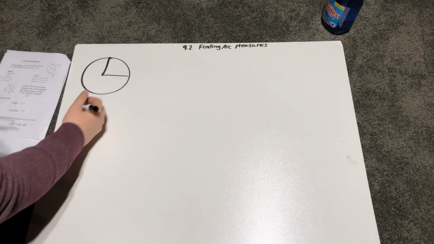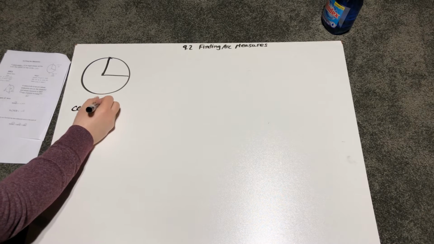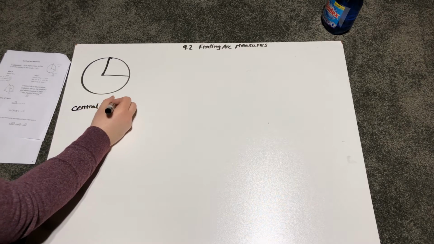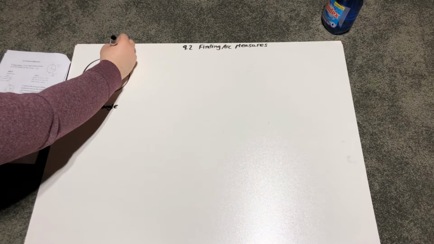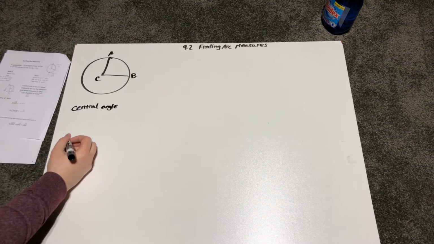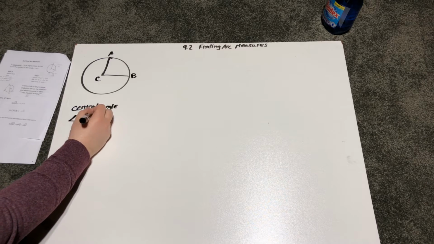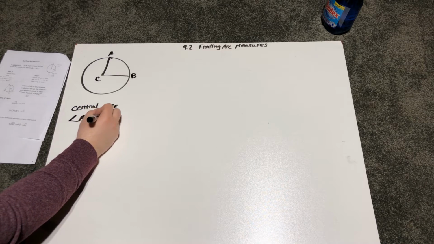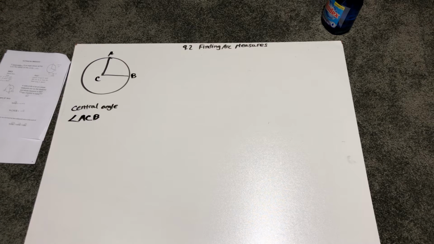A central angle is an angle whose vertex is on the center of the circle. So if I say this is A, this is C, and this is B, we can say that the central angle is angle ACB, because it goes ACB. With angles, we need 3 letters.